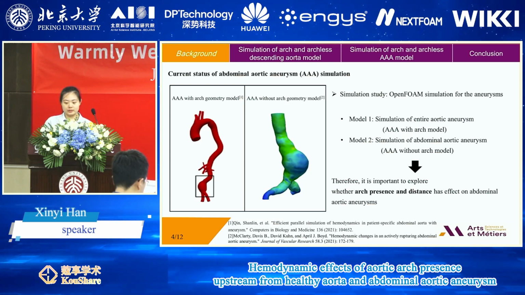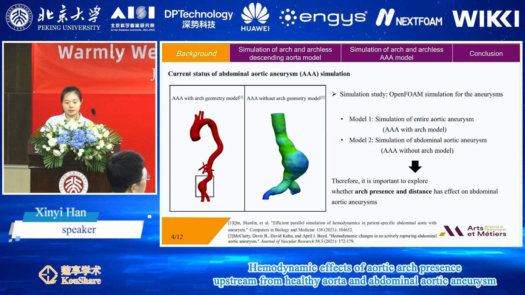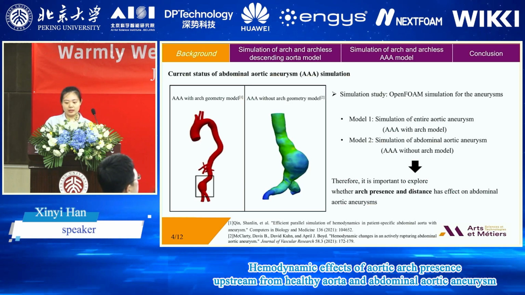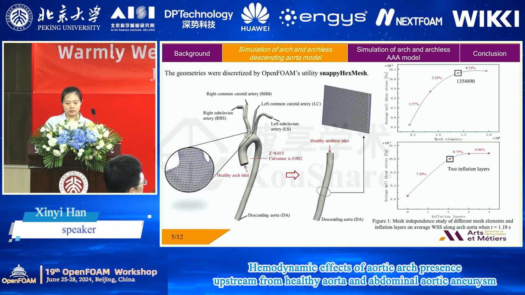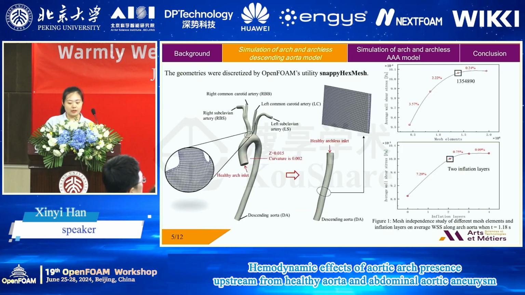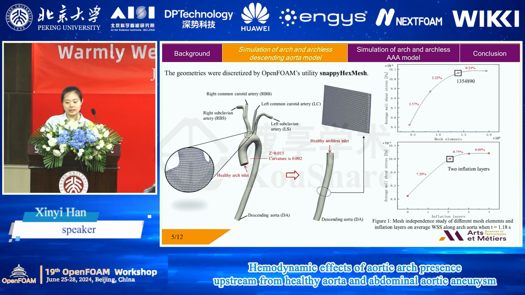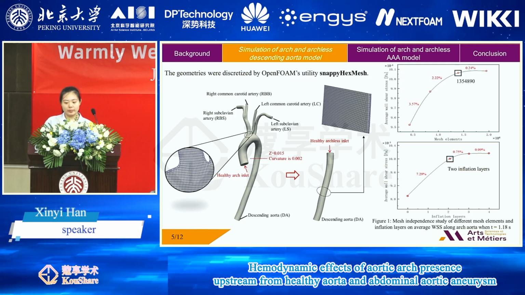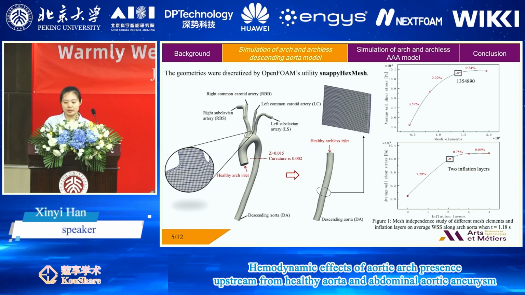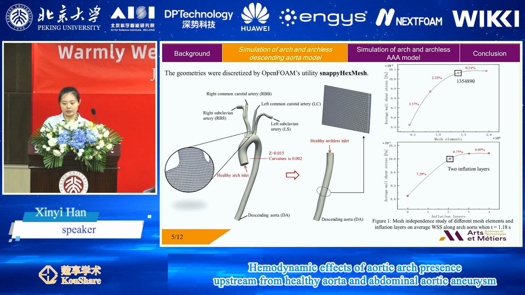Therefore, it's important to explore whether the arch curvature, cross flow, and the distance have an effect on the flow state in the aneurysm. In order to clear the arch effect on flow state in the aneurysm, I selected the healthy descending aorta as the study domain and made the first simulation. And now I will start to introduce the simulation of arch and archless descending aorta model.